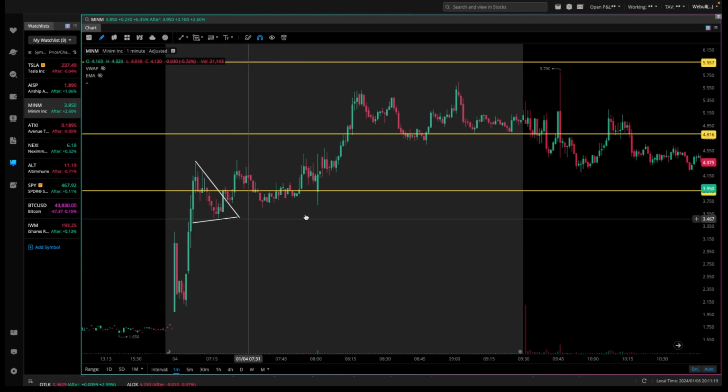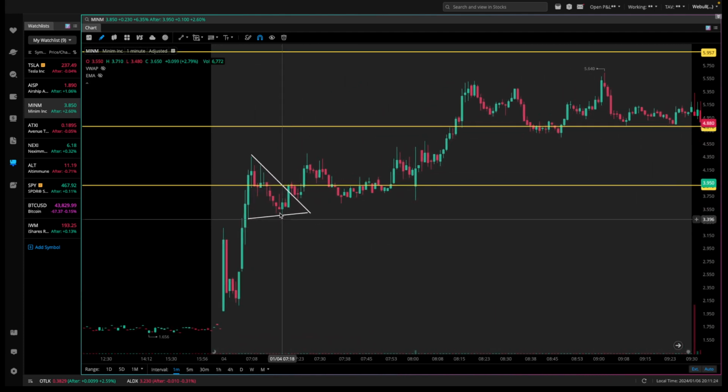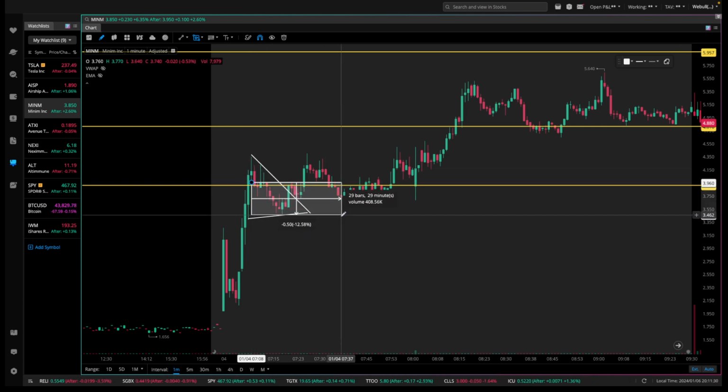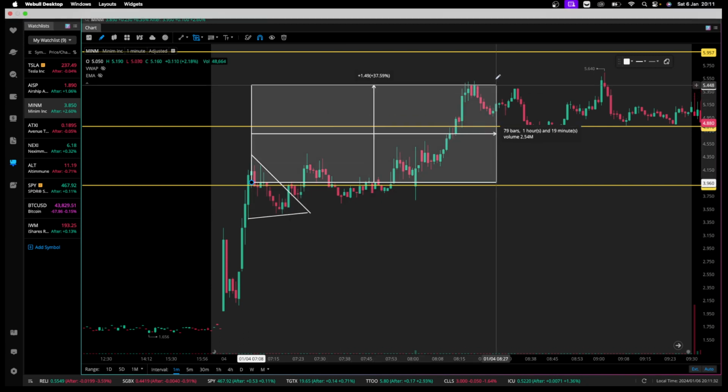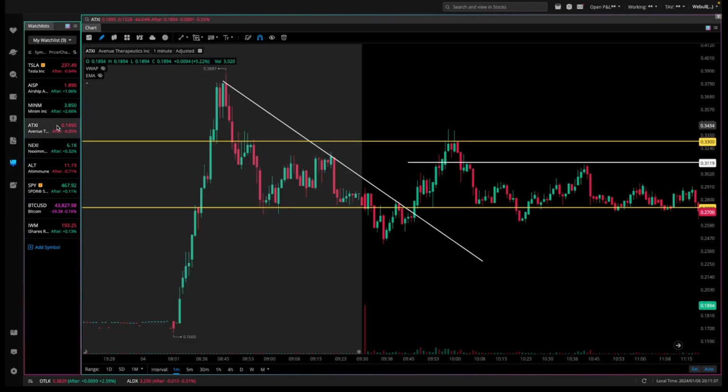Like, let's just say, for example, we tested and added and it broke out, but I added without waiting for a retest. Now look, that's a 15% loss. I'm taking that loss, then it runs up, right? So you always want to wait for that break and retest on the daily chart. And I'll give you another example on the ATXI chart and how I use this to my advantage.